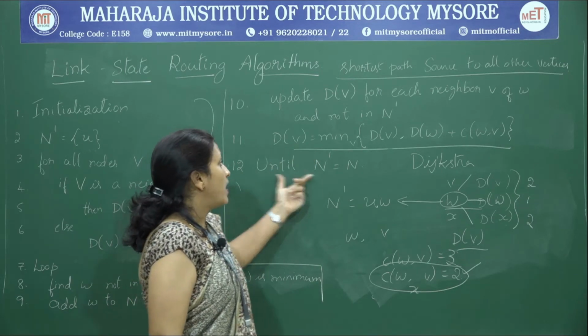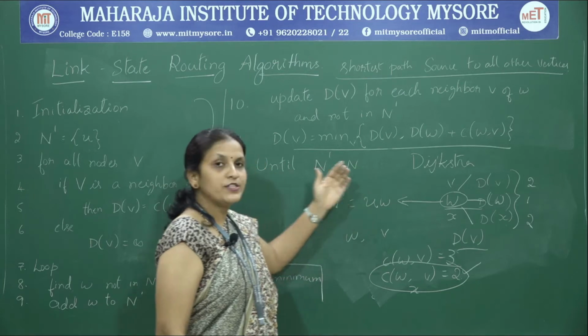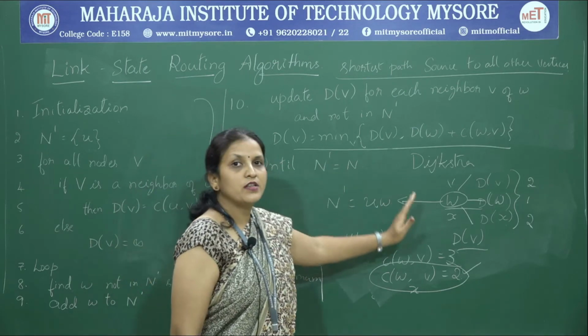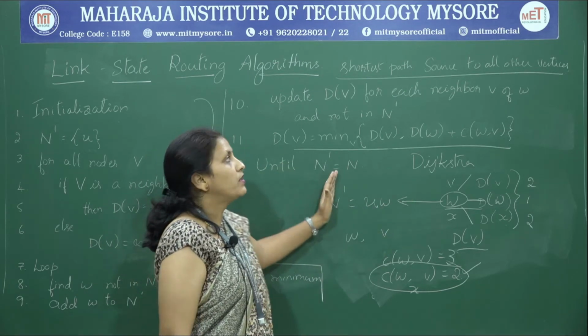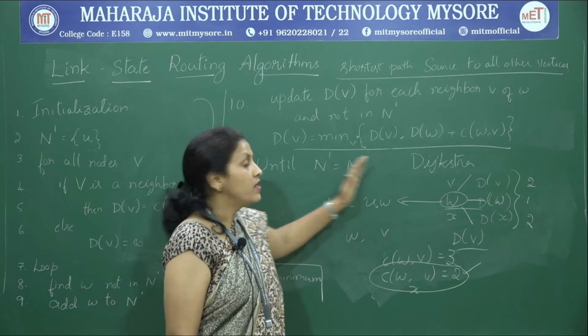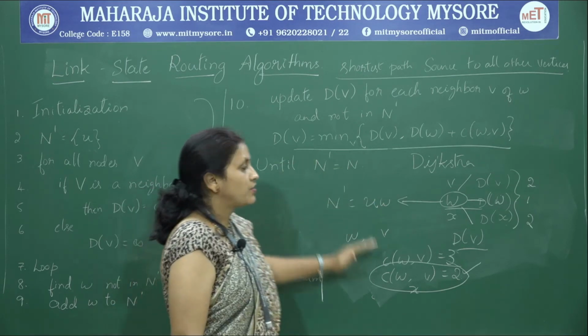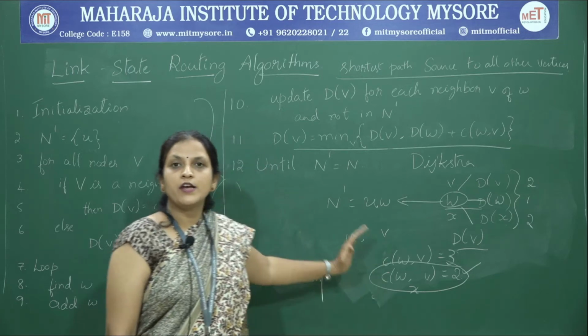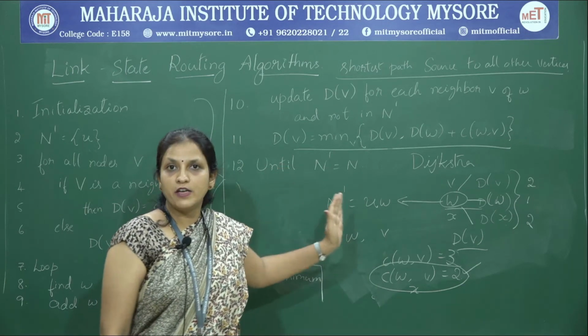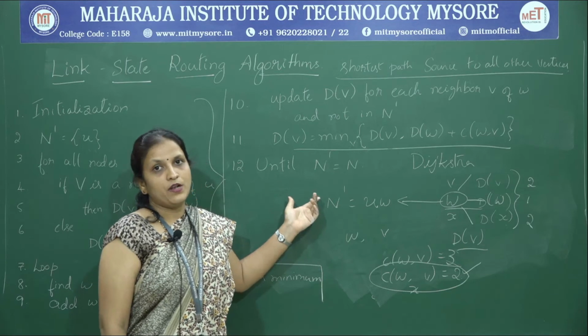Repeat this process until N dash is equal to N, meaning we have traversed all the nodes in the network. This is the theoretical explanation of the algorithm. Now, we will try to understand this in a much better way with an example.